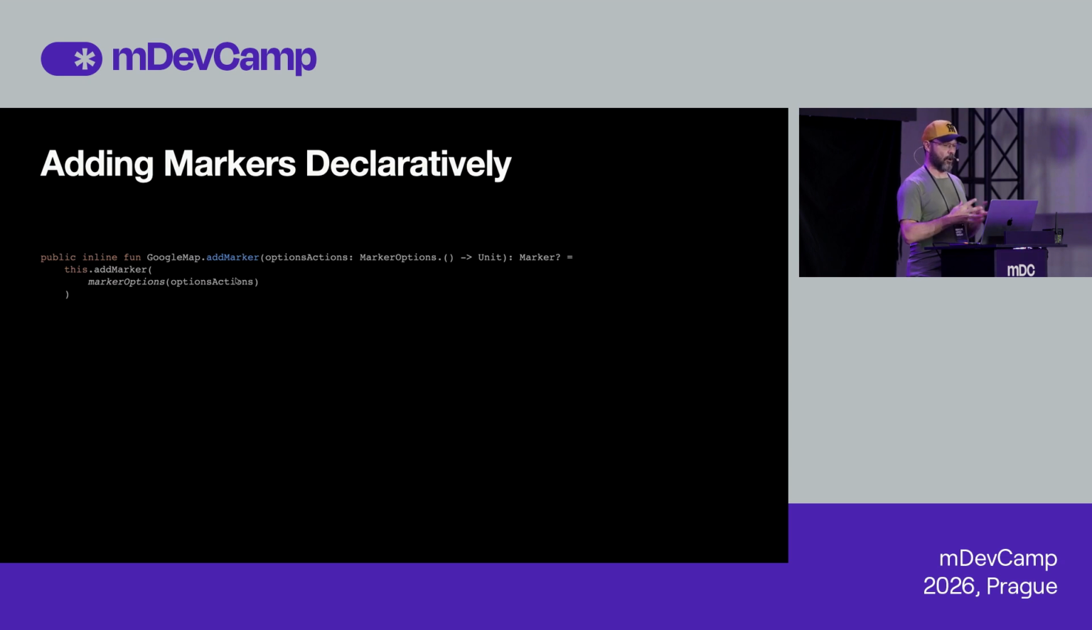And from the Compose side, what we have, from the view side, is this add marker extension function that basically calls the internal add marker function and passes a marker option function based on the ones that you receive here.